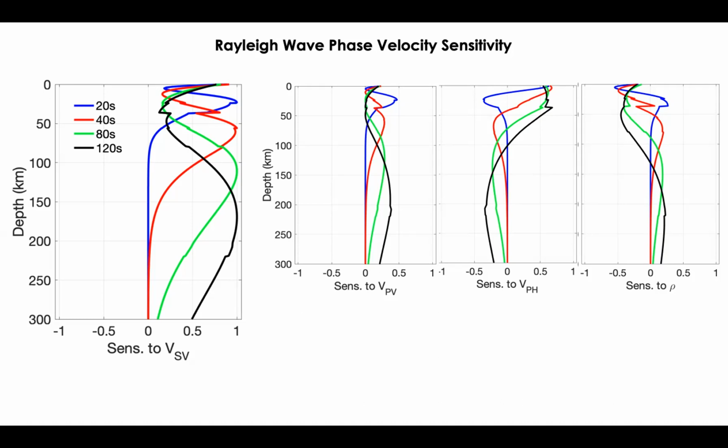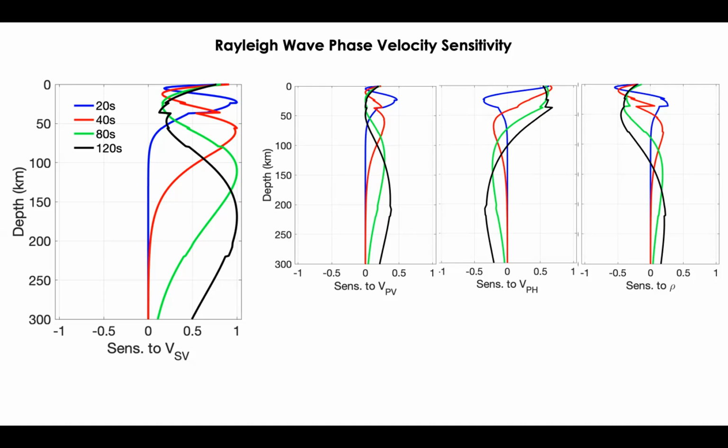A direction that holds some promise is to incorporate other Rayleigh wave observables. And two such options are one, Rayleigh wave ellipticity, also referred to as the HV ratio, which measures the ratio of Rayleigh wave amplitude on the horizontal and vertical components. The second is local site amplification.